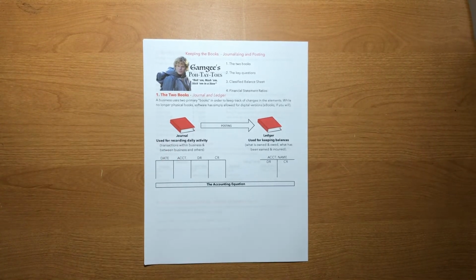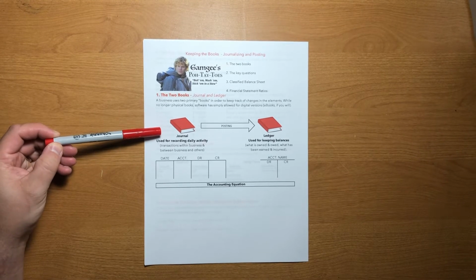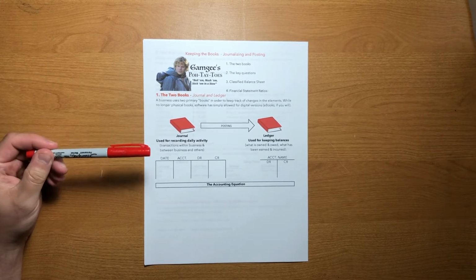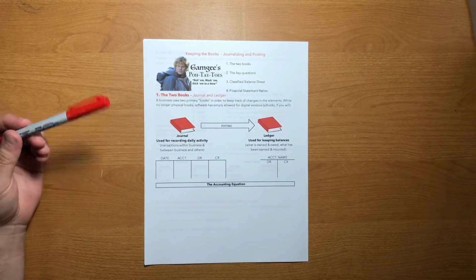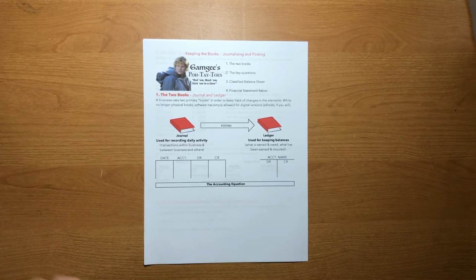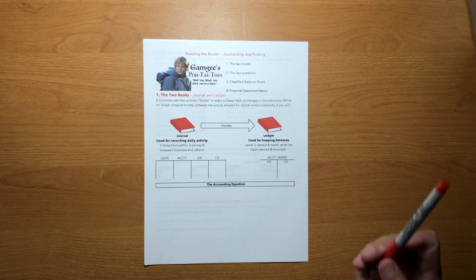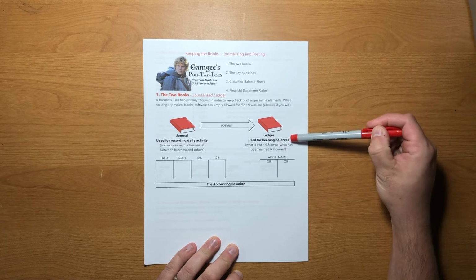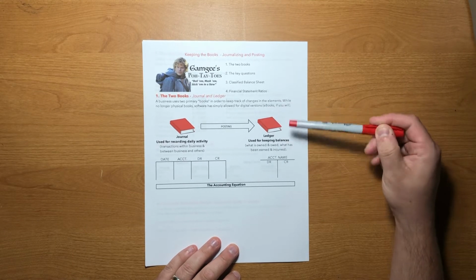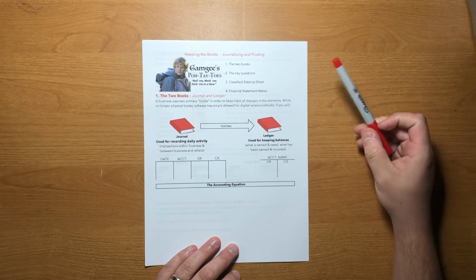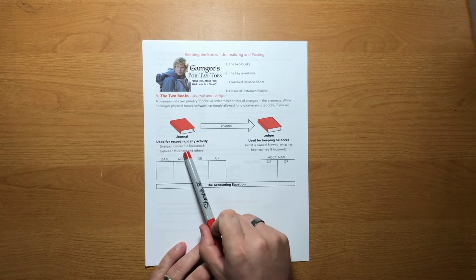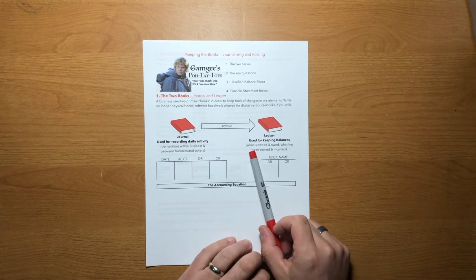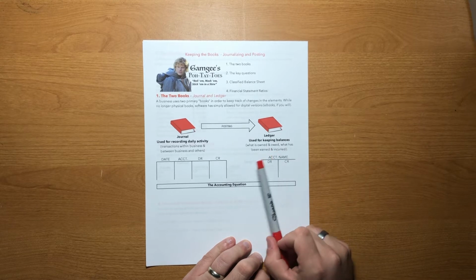Now, the journal is used for recording daily activity. This is where we would have recorded what happened during the day. Things that were given, things that were received. Then, at the end of the period, we would take that information and move it over into the ledger, which is used for keeping the balances in all of our elements, all of our accounts. So, the journal records the transactions within the business and between business and others. The ledger keeps track of what is owned and owed, what has been earned, and what has been incurred.